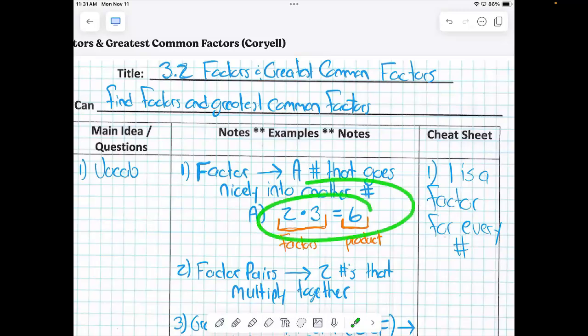3 times 2 equals 6, pretty simple. The product is our answer, yes? Yes. Does 3 go nicely into 6? Yes. How many times? 2. Does 2 go nicely into 6? Yes. How many times? 3. So the factors are like the numbers you're multiplying together to get a product, yes? Because they go nicely into that number. Yes. And how many do we usually have? 2. So we call those factor pairs.